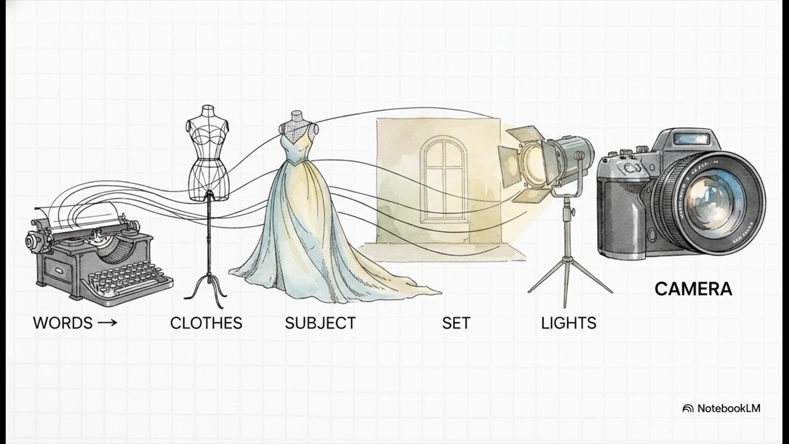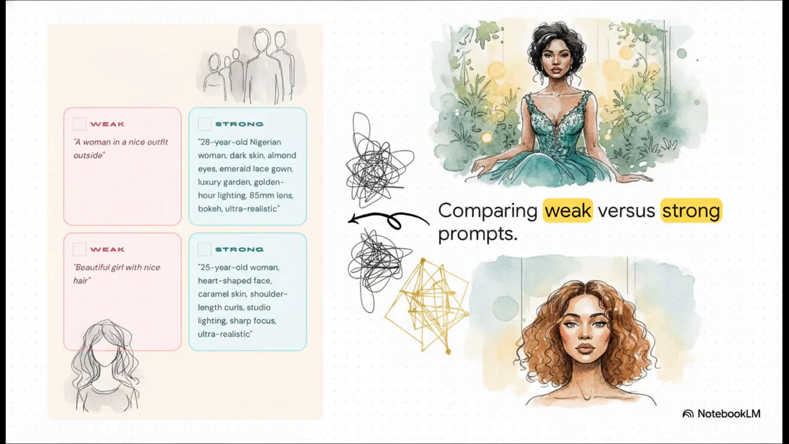You pick the subject, dress them, place them on a set, adjust the studio lights, choose your specific camera lens, and finally dictate the artistic grade. It's pretty amazing when you think about it. Let's test our formula and look at weak versus strong prompts side by side.